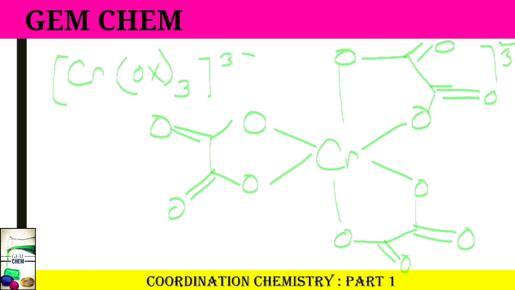In the previous video we already dealt with two different bidentate ligands. One was ethylene diamine and another was oxalato. Today we are going to start with more examples.